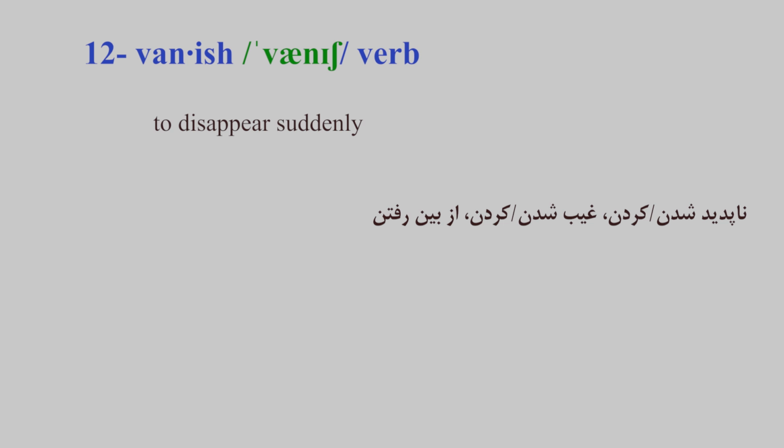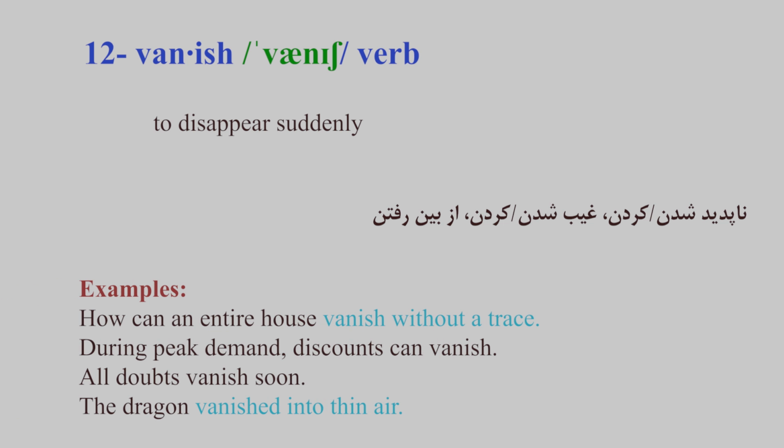And examples: how can an entire house vanish without a trace? Vanish without a trace means that it disappears suddenly, out of the blue. Out of the blue means suddenly too. The second example is: during peak demand, discounts can vanish. And the third example is: all doubts vanish soon. And the last one is: the dragon vanished into thin air. Into thin air is a good structure too.